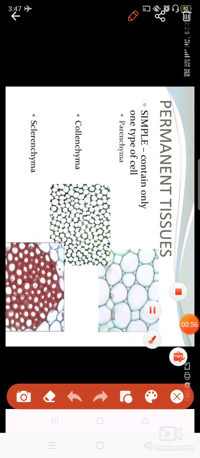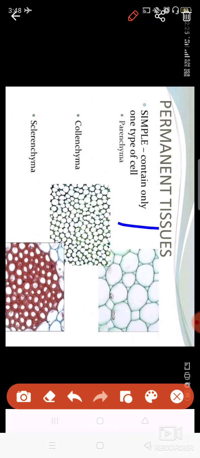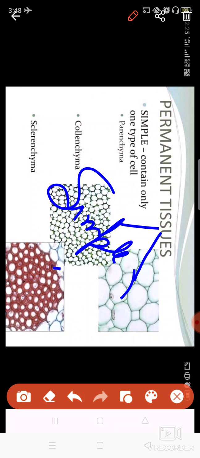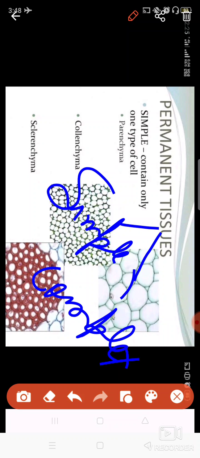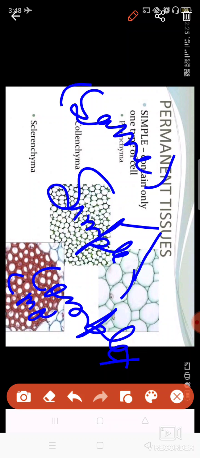Let me tell you one more thing: permanent tissues are of two types. I told you last time also that permanent tissues are of two types: simple permanent tissue and complex permanent tissue. Simple permanent tissues are made up of the same type of cells, and complex permanent tissues are made up of more than one type of cells.